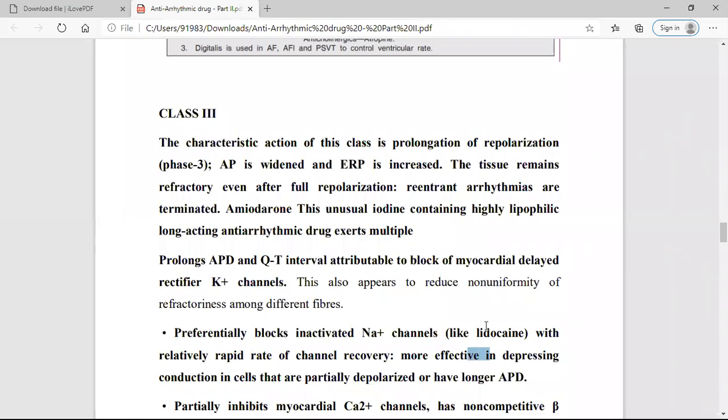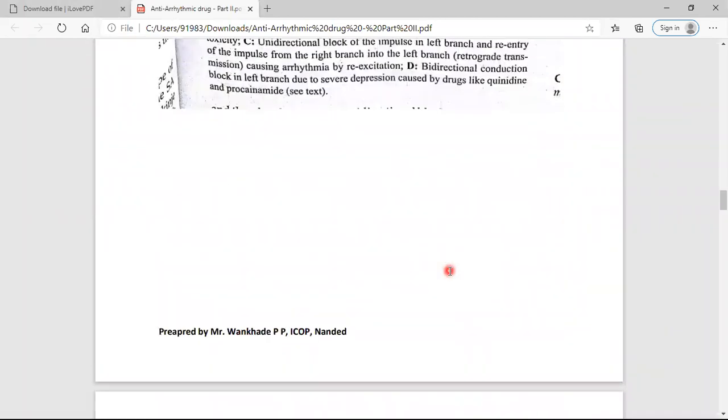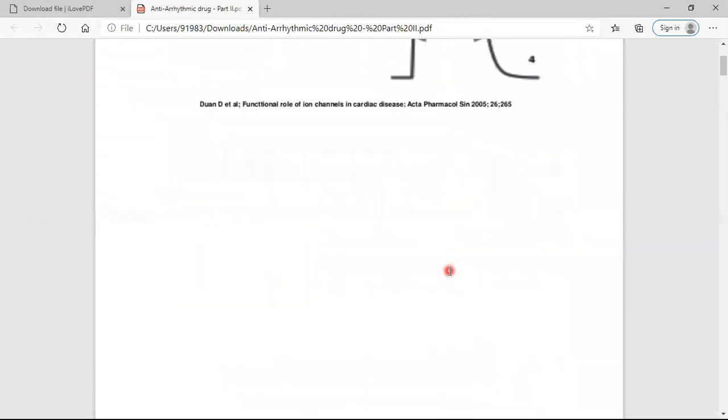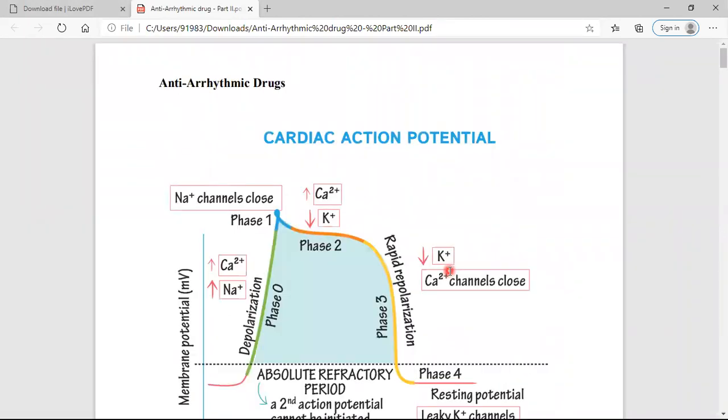You can ask in the chat box. Do you understand the topic? Those students who have cleared the basics regarding the ECG, effective period, and the cardiac action potential, what is action potential duration and what is effective period, I think they will get this topic.